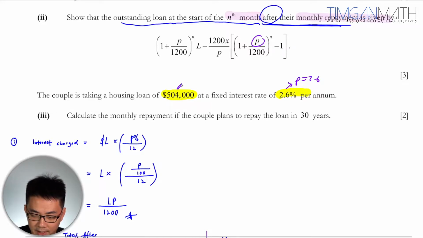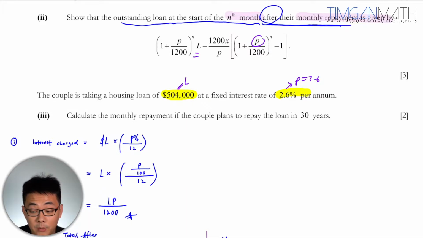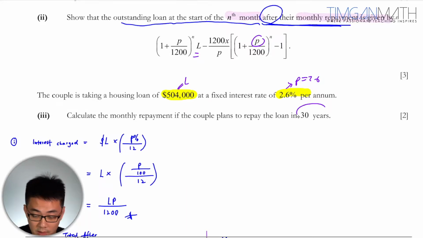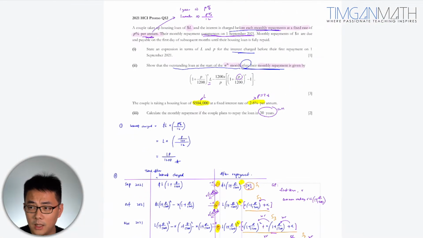And this is our L. This is the principal amount. Calculate the monthly repayment if the couple plans to repay the loan in 30 years. So in other words, this is N equals 30. Okay, so how do we actually use this formula here? We plan to pay up.